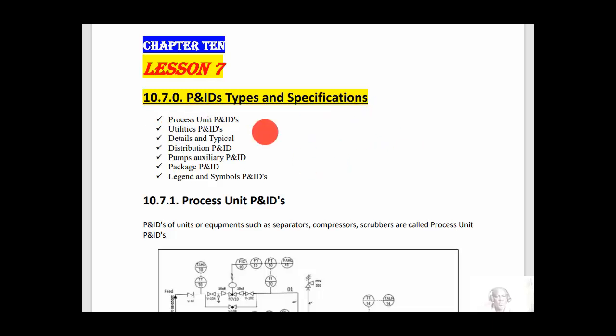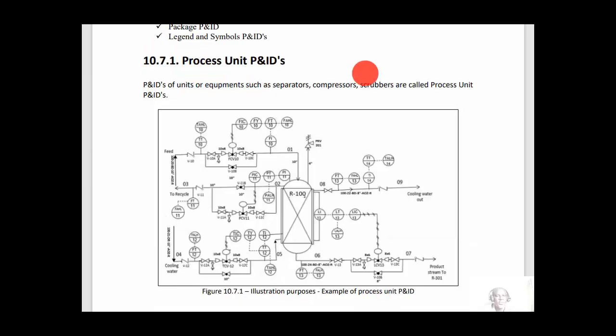We have process unit P&ID, utility P&ID, details and typical P&IDs, distribution P&ID, pump auxiliary P&ID, package P&ID, legend and symbol P&ID. Process unit P&ID. P&ID of unit or equipment such as separator, compressor, scrubber are called process unit P&ID.